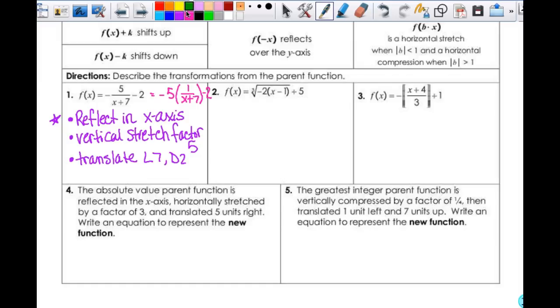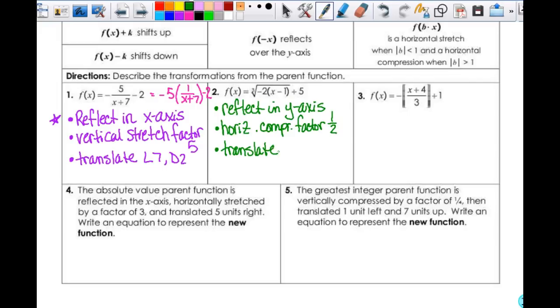All right, number 2. This is a cube root function. I don't have anything out in the front here. So this negative is inside before I take the cube root. So we say that it affects the x, which means that we will reflect in the y-axis. This 2, since it's in here with the x, is going to be a horizontal compression, by a factor of 1/2. And then I translate. We're going to go right 1 and up 5.